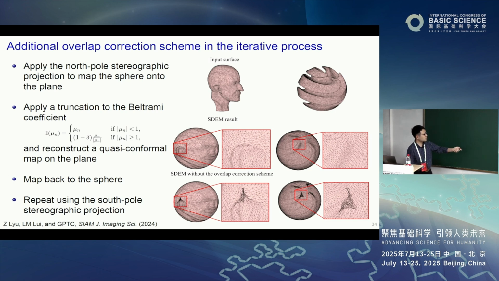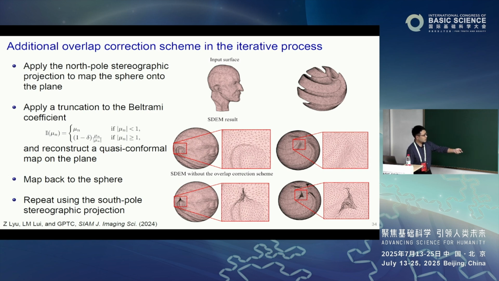So what we did is that we apply a north-pole stereographic projection to map the sphere onto the plane first, and then we try to do some manipulations to the Beltrami coefficients to make sure that the reconstructed quasi-conformal mapping will be a bijective mapping. And then we can just use the inverse north pole stereographic projection to map it back to the sphere. And then we can do the same thing for the south pole stereographic projection in order to accommodate both poles, to avoid missing any regions.